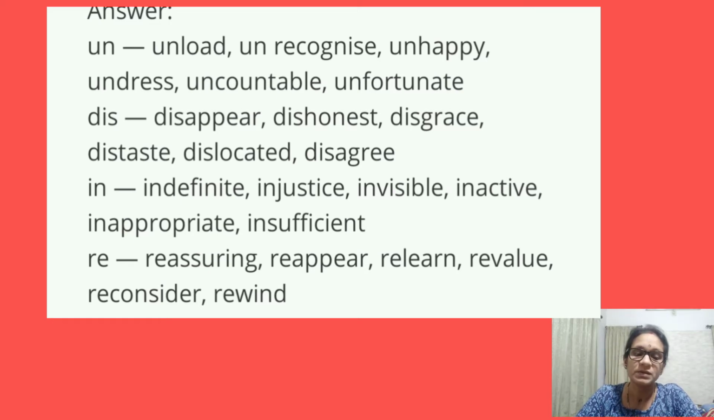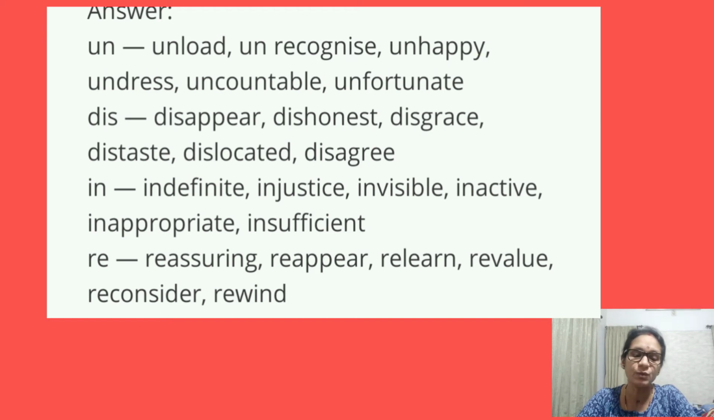For example, disappear, dishonest, disgrace, distaste, dislocated, etc. Then next one, indefinite, injustice, invisible, inappropriate, insufficient, etc. Reassuring, reappear, relearn, revalue, reconsider, etc. Like that, children, you also try to find a few more words from a dictionary or from this lesson and add them in your notebook.